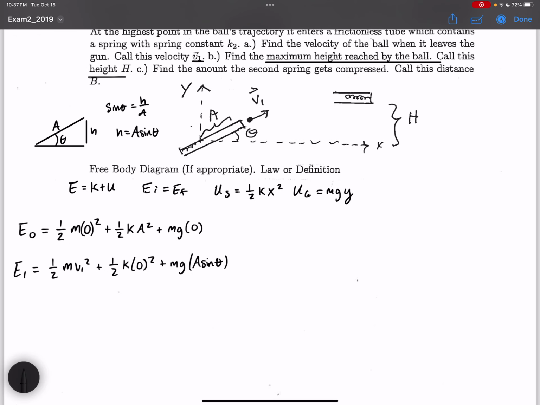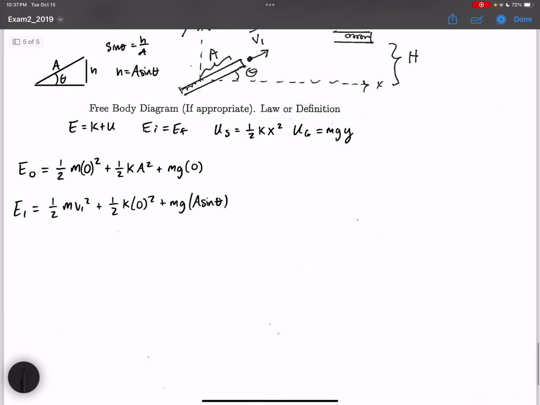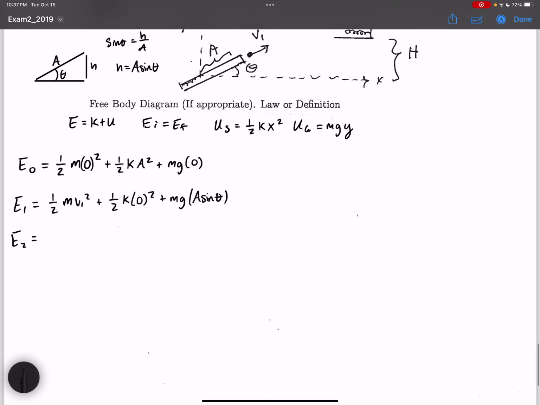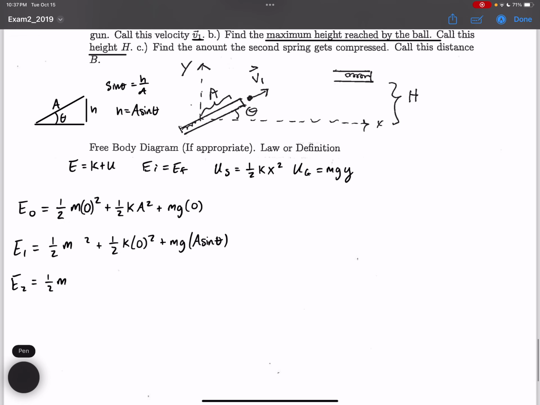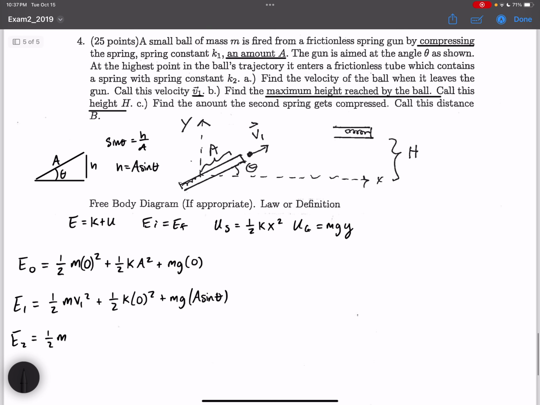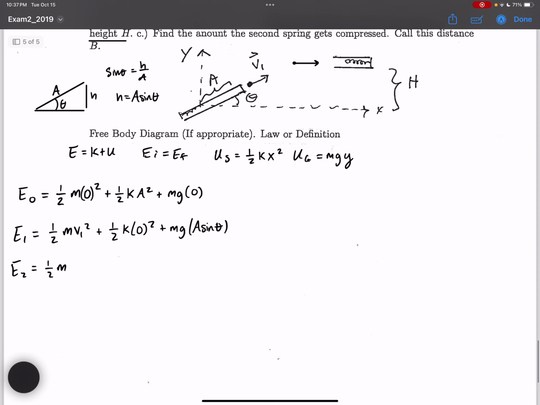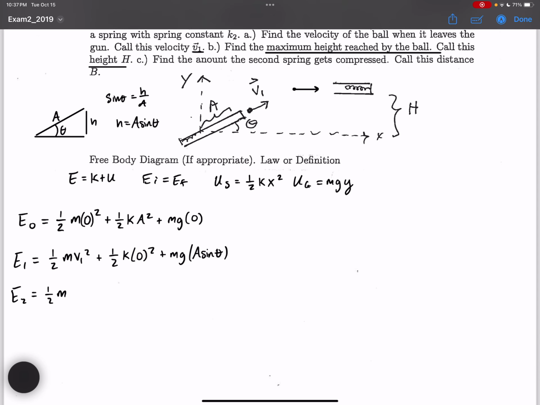which is at height h. Okay, so now we have energy 2, which is going to be 1/2 mv. It's not going to be mv1 squared now, because it's going to be at an angle. And so when it hits here, we're going to be using the x component of its velocity, which, if it is at an angle theta, will be v1 cosine theta. We'll use cosine for that.